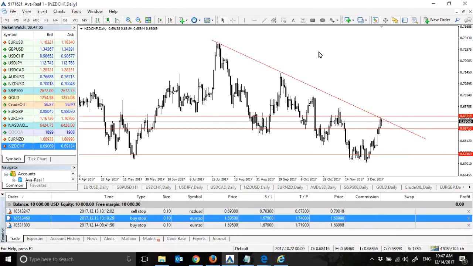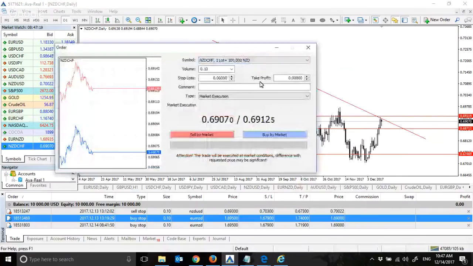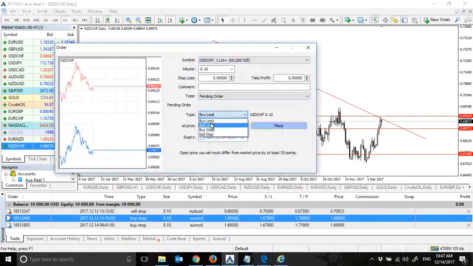And of course, I would like to see a positive reward to risk ratio of at least 2 to 1. For each dollar I may lose, I can make $2 in profit. New order, again, pending order, sell stop.